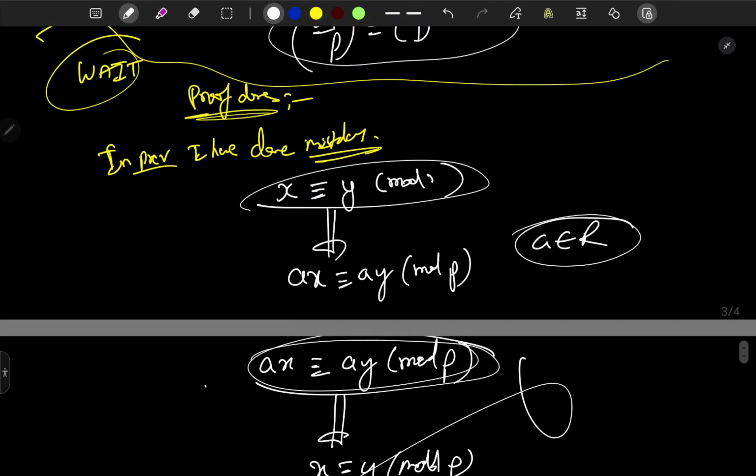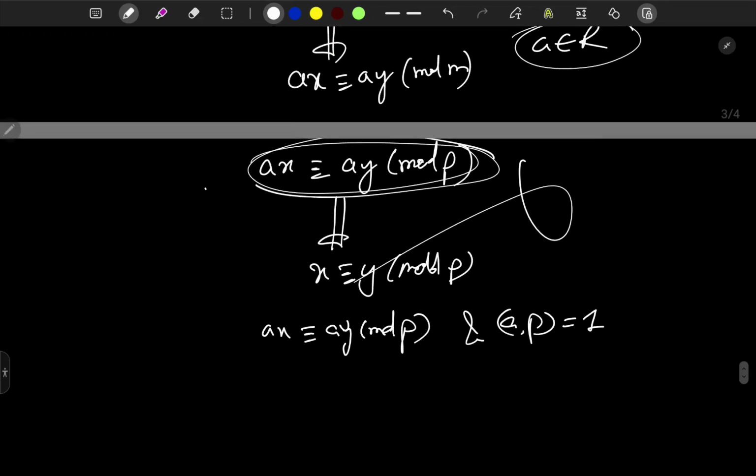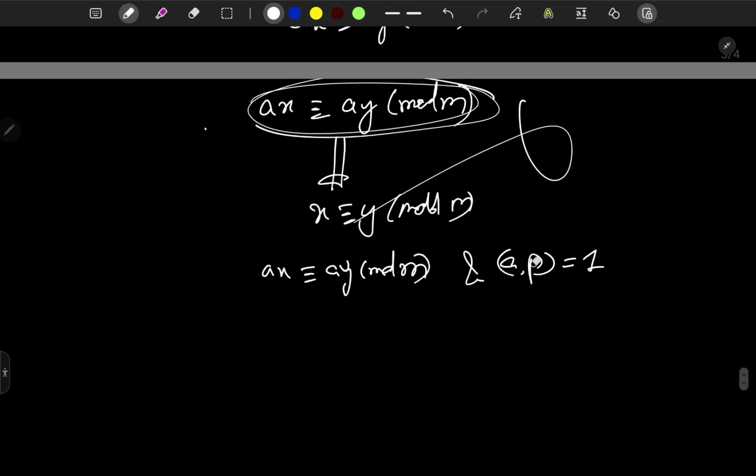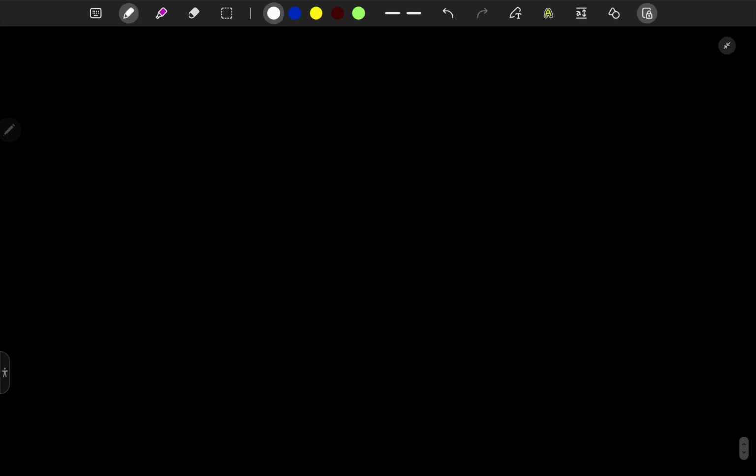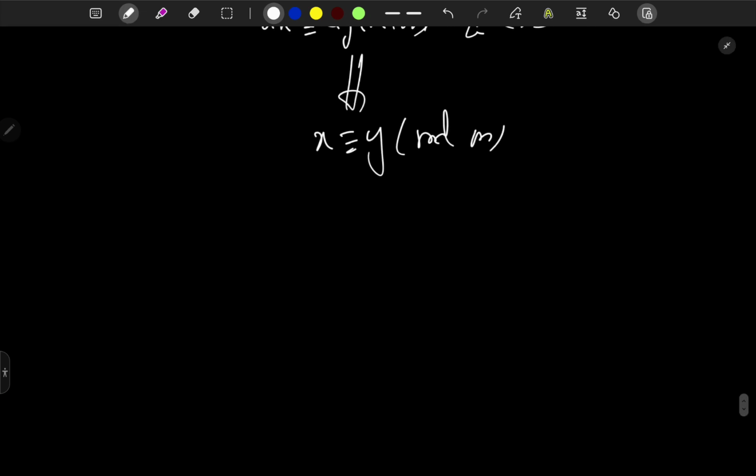See here, let's say m can be anything, need not be a prime number. This is true for anything. So if a comma m equals 1, then I can write successfully x congruent to y mod m. Happy? So if you observe yesterday's proof, in yesterday's class, I had told something.